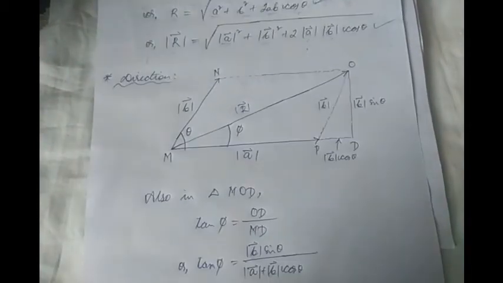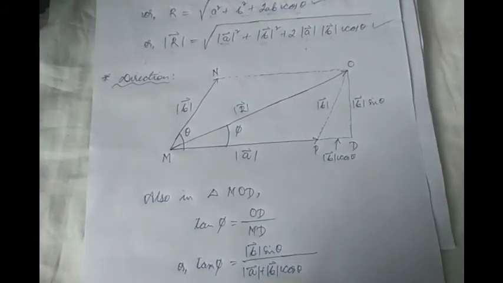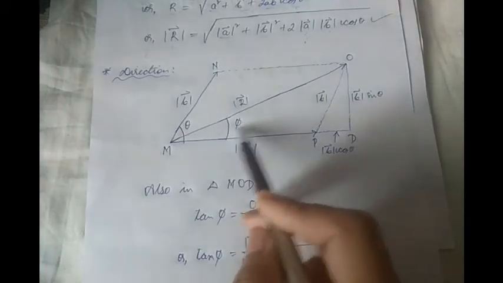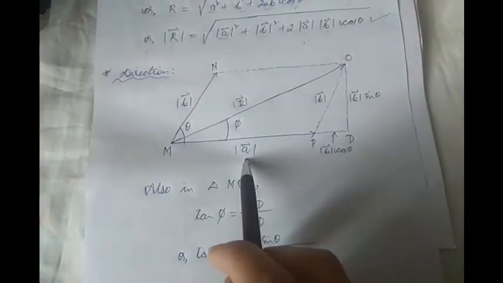Next, the direction. We've calculated the magnitude now. To calculate the direction, I've again drawn the same picture, two vectors a and b. I've already spoken about this angle phi. We already know the magnitude and direction of vector a.